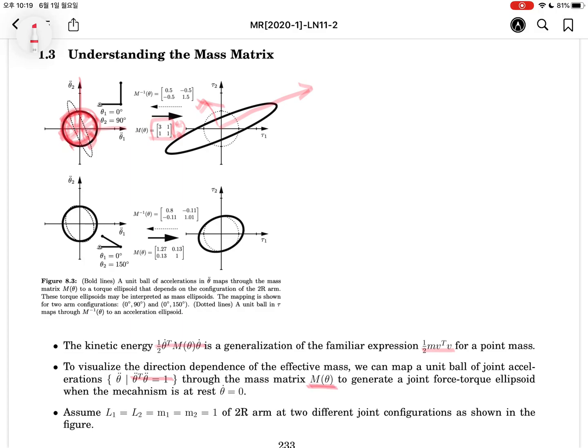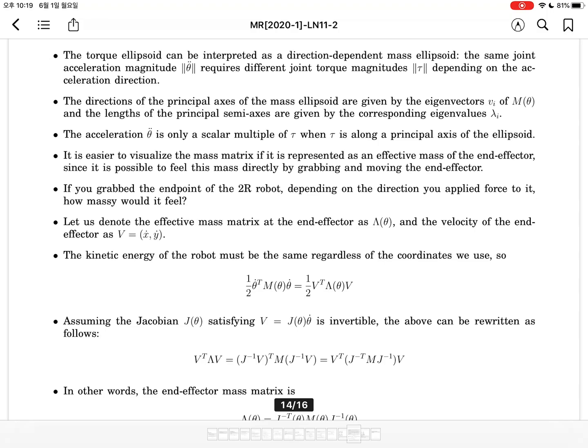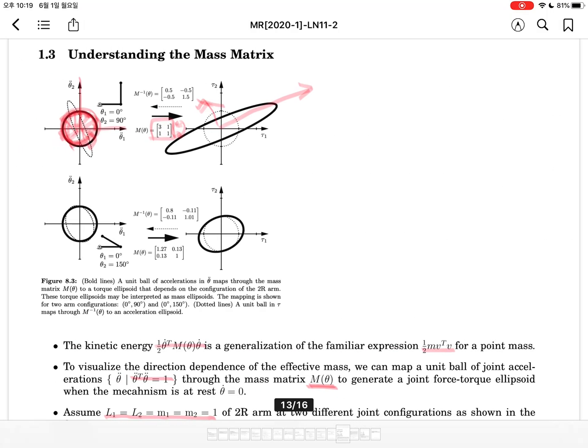For easy understanding, we will choose the numerical values L1 as 1, L2 as 1, M1 as 1, M2 as 1. Then we can get the inertial matrix for two kinds of configurations. It depends on the configuration; for the same elements, the inertial matrix is also different. As you can see here, the unit ellipsoid of acceleration is chosen.